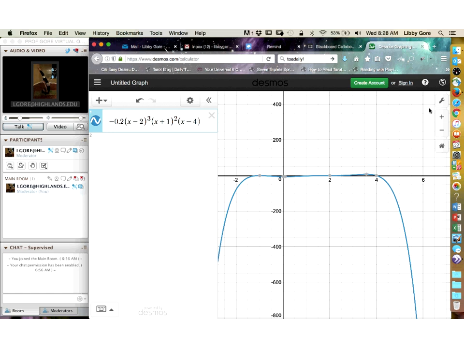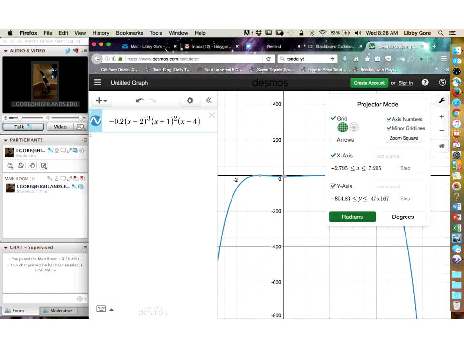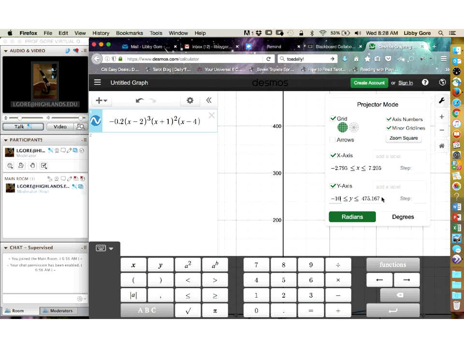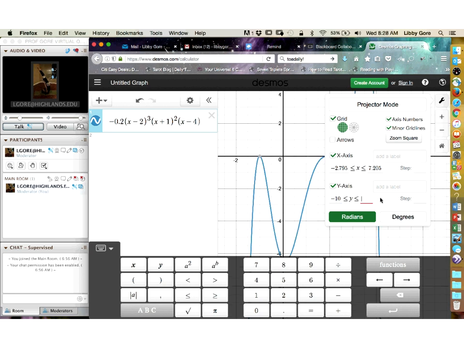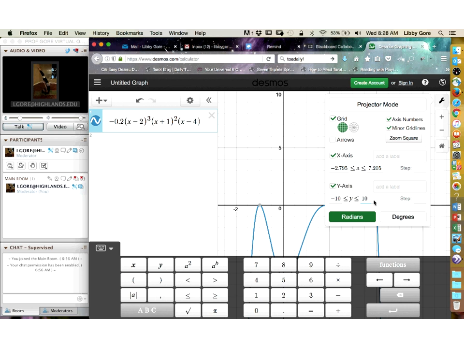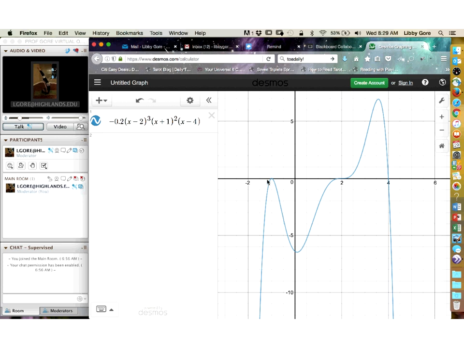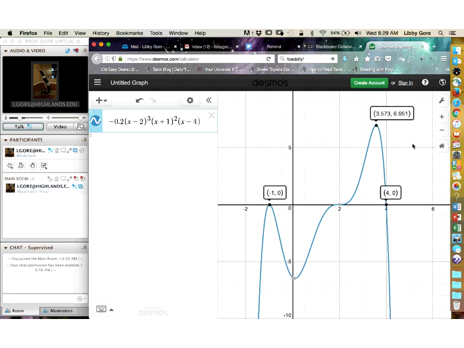So we want to know the maximum value. I'm actually going to spread this y-axis out a little bit so we can get a better picture. Looks like we only need to see from about negative 10 to 10, I think. We may need to, okay, yeah. Nice graph there. That's an interesting graph. Okay, so they want to know about a global maximum between an x value of negative 1 and an x value of 4. Obviously, our global maximum is right here.